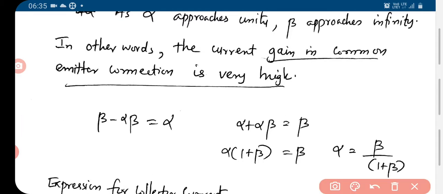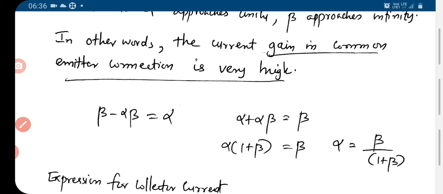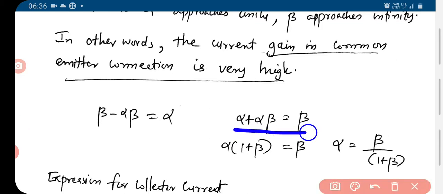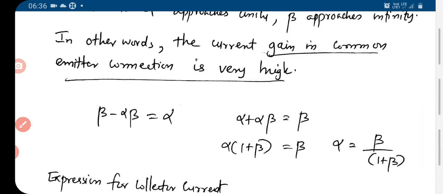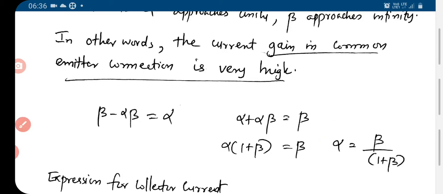Then we can also have this relation: beta minus alpha beta, that is alpha. So if we cross multiply, beta into 1 minus alpha, that is alpha. So beta minus alpha beta is alpha, and then we make rearrangements like this. So alpha we finally get as beta by 1 plus beta. Once alpha is known, you can find beta; once beta is known, you can find alpha.